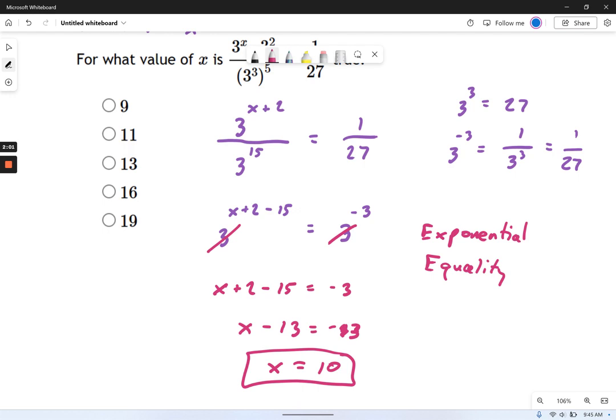We needed 2 things. We needed properties of exponents. Right, that was pretty important. Properties of exponents. And we needed exponential equality down here.